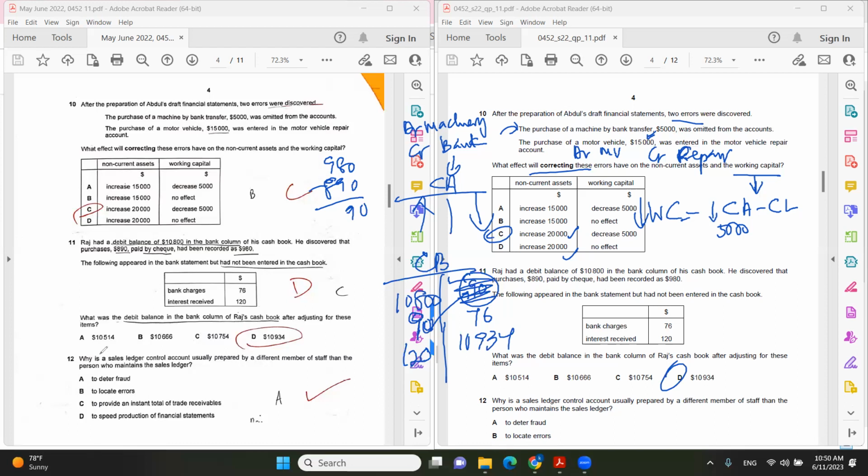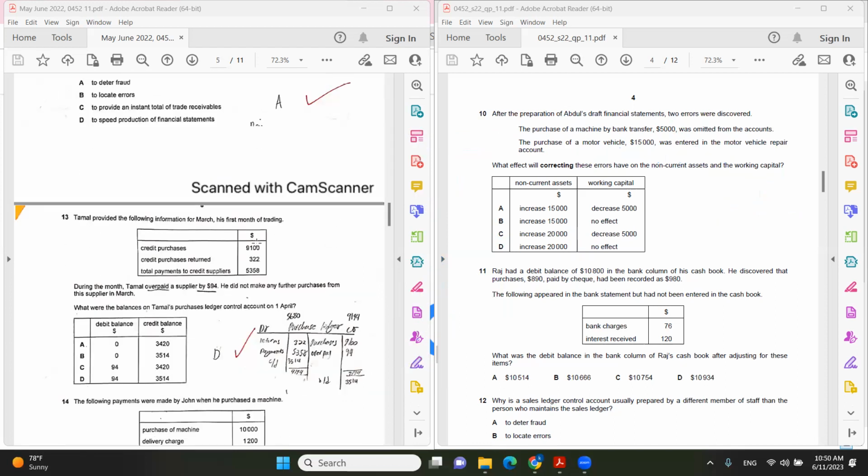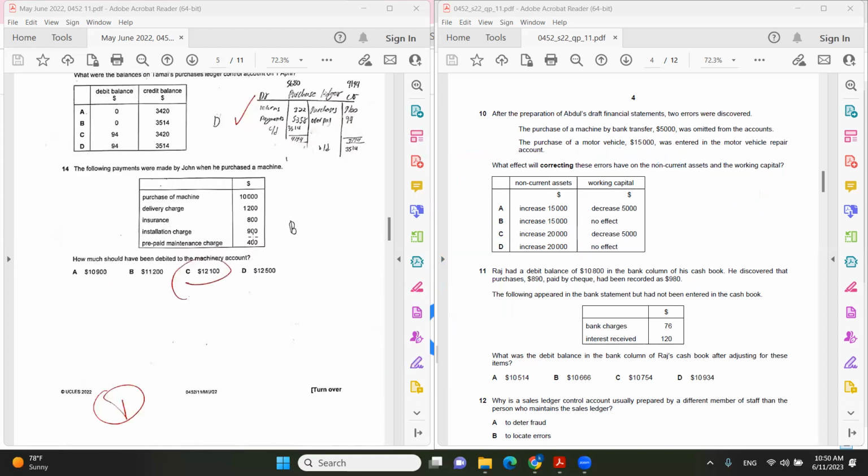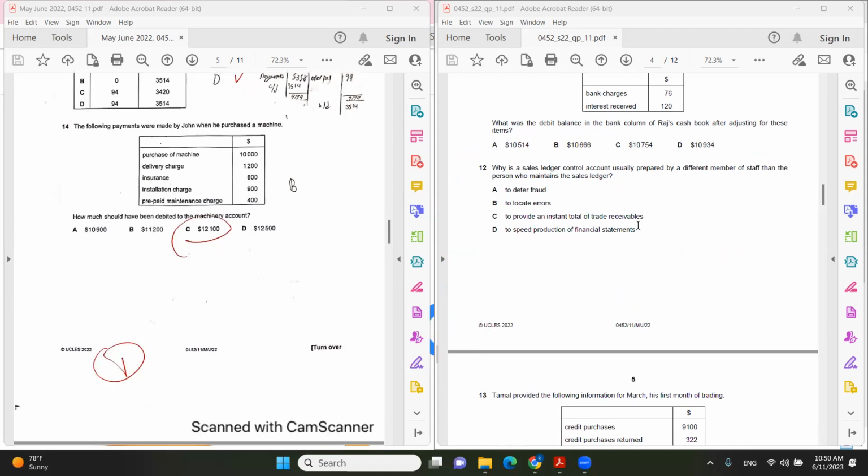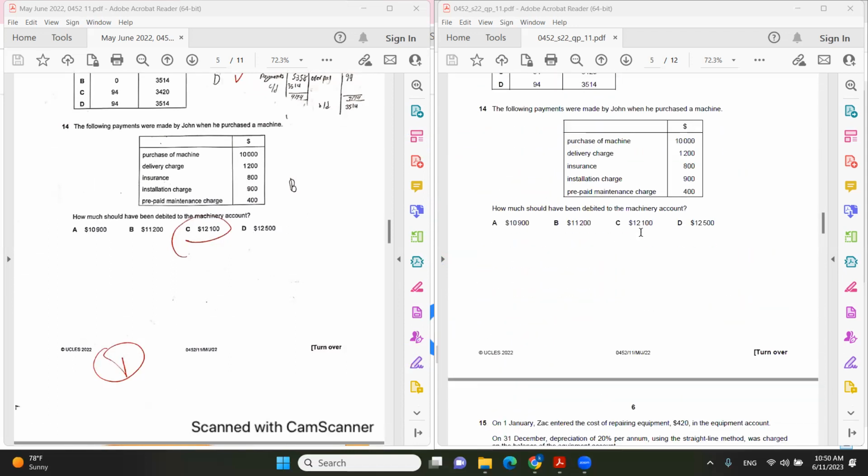Okay. Next, this one is correct. 14. The following payments were made by John when he purchased a machine. The question is asking about the machine account, which means capital expenditure. We need to identify which one is capital expenditure.